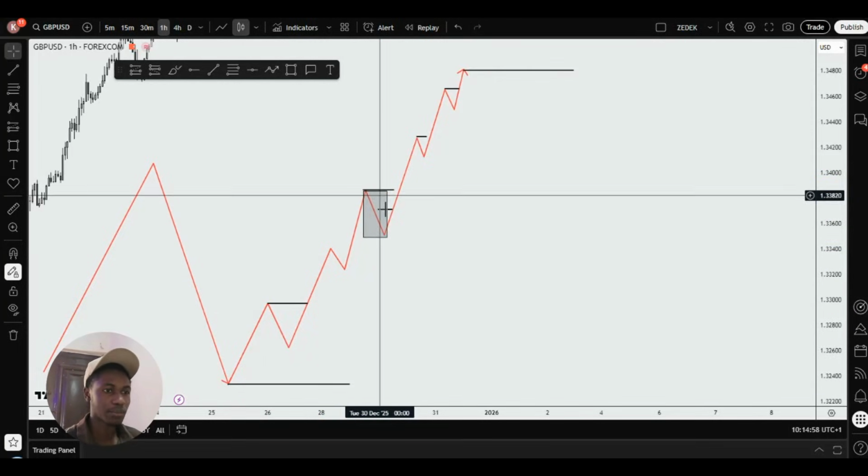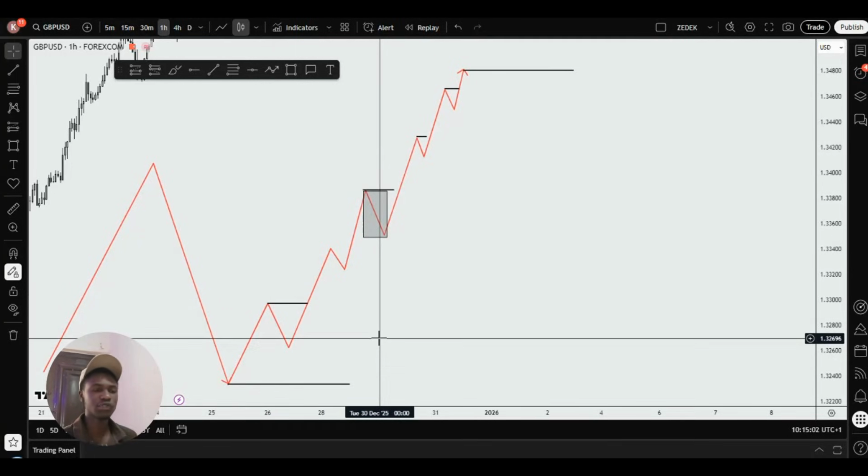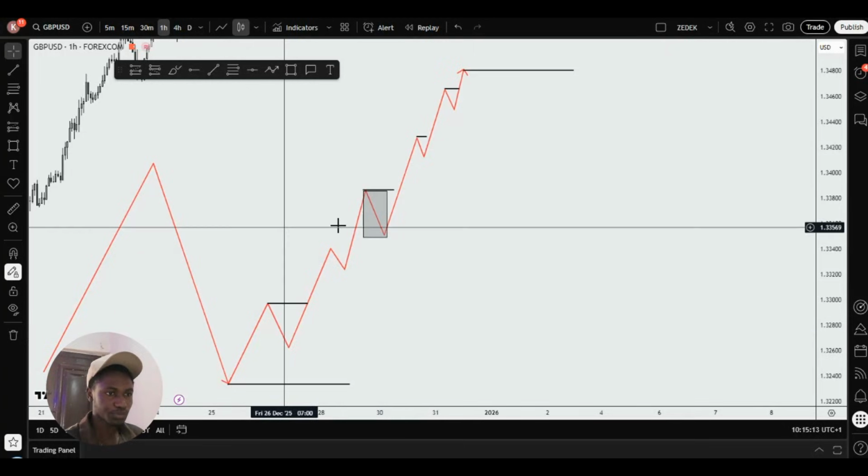You can see price came back, balanced it. It's almost the same length, and most times you're going to see it is almost perfect. That's why no matter what strategy I'm trading, no matter what approach I'm trading, I will always have this in my system. So it balances that.